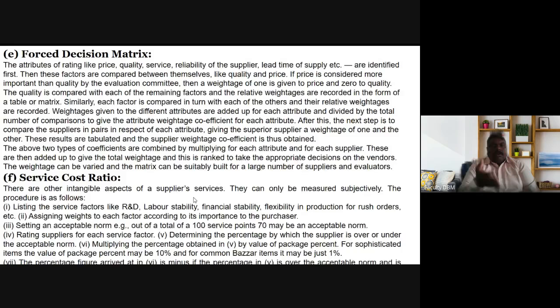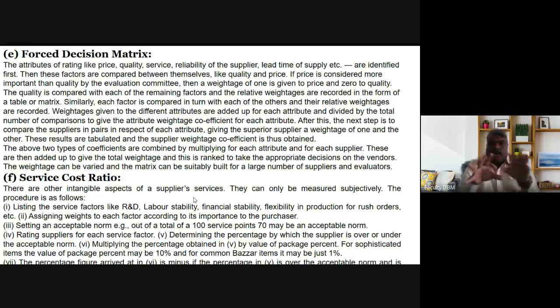So it depends on the evaluation committee whether they are going to see the price or the quality. If they are seeing the price, then price will be 1 and quality will be 0. The quality is compared with each of the remaining factors, and relative weightages are recorded in the form of a table or a matrix. Similarly, each factor is compared in turn with each of the others and the relative weightages are recorded. Weightages given to the different attributes are added up for each attribute and divided by the total number of comparisons to give the attribute weight.